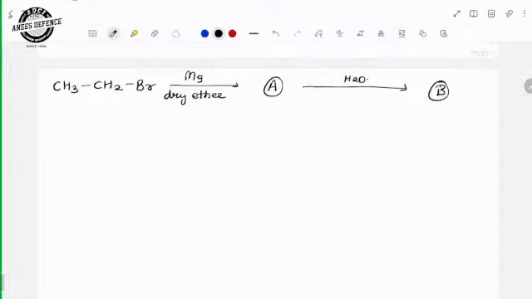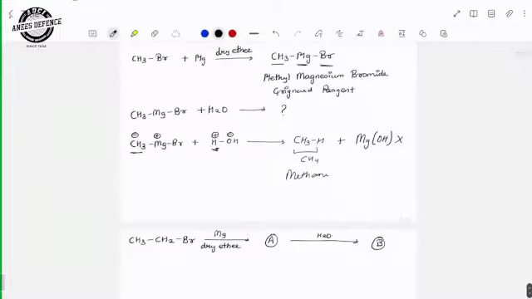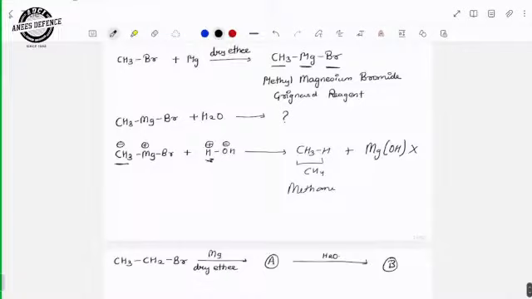Will you be able to solve this reaction? Hello, am I audible? Yes, ma'am. So just try this part and let me know what product you are getting. You can compare it with the following reactions, this and this part, so you can solve this reaction. Just try it out.